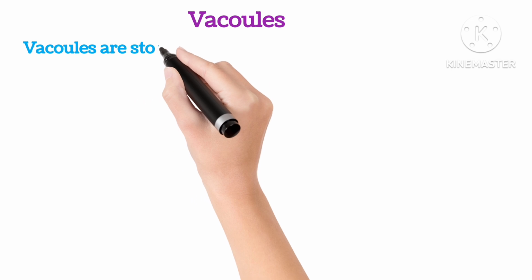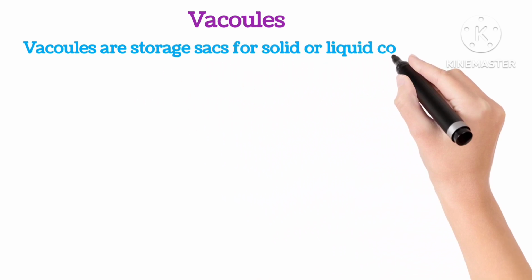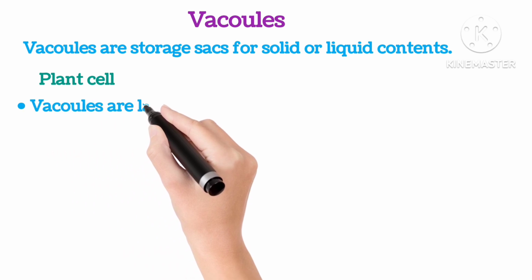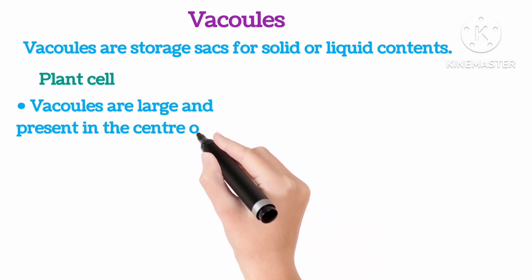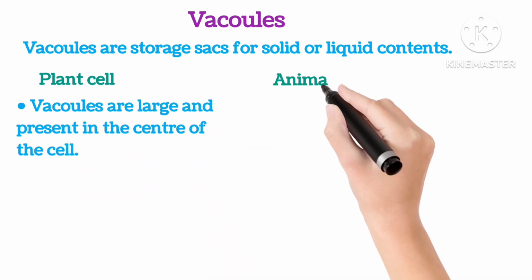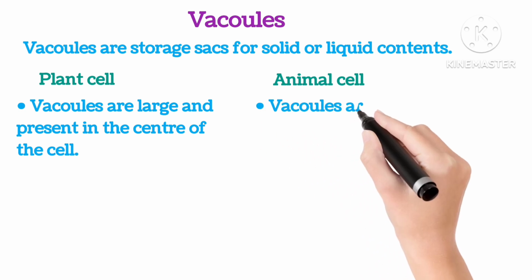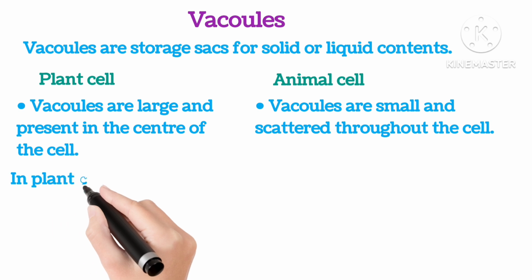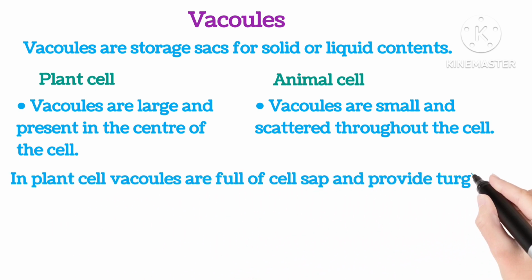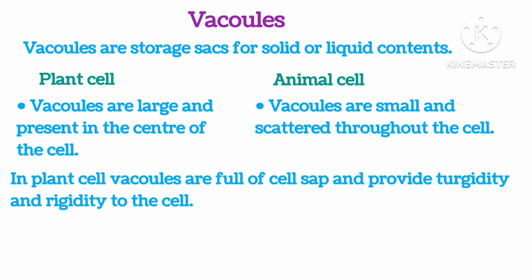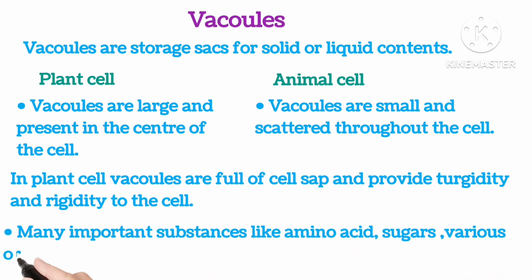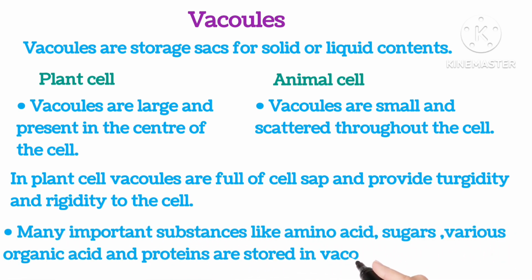Vacuoles. Vacuoles are the storage sacs for solid and liquid contents. In plant cells, vacuoles are large and present in the center of the cell. In animal cells, vacuoles are small and scattered throughout the cell. In plant cells, vacuoles are full of cell sap and provide turgidity and rigidity to the cell. Many important substances like amino acids, sugar, various organic acids and proteins are stored in vacuoles.